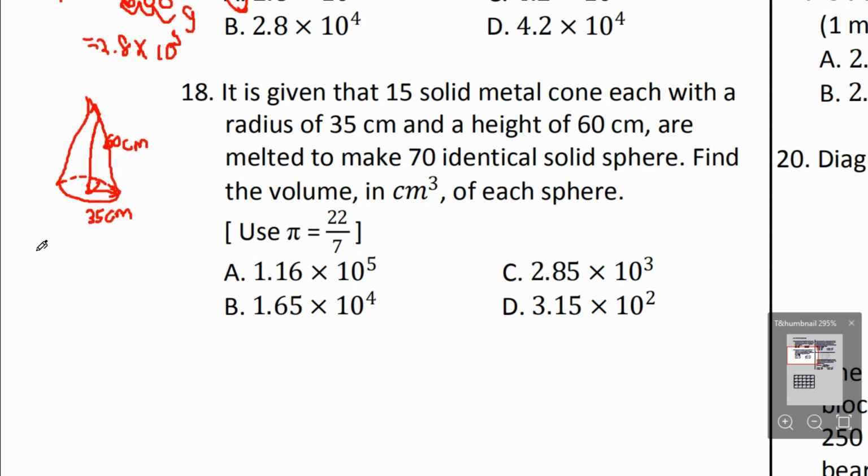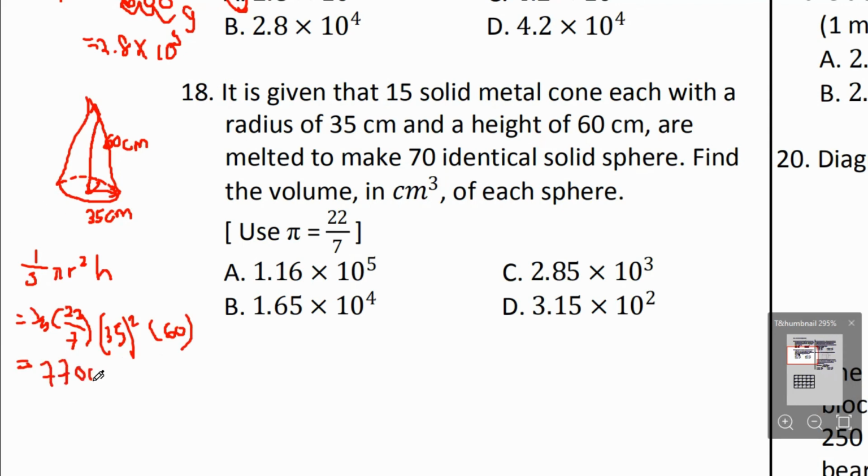The formula for cone is 1 over 3 pi r square h. So we are going to use this formula to find the volume of one cone. Then you will have 1 over 3 pi, given 22 over 7. R is radius, so 35 square. H is the height, 60. Okay, use the calculator. You'll get the answer 77000. This is for one cone, but you are given 15 cones, so you have to multiply by 15.